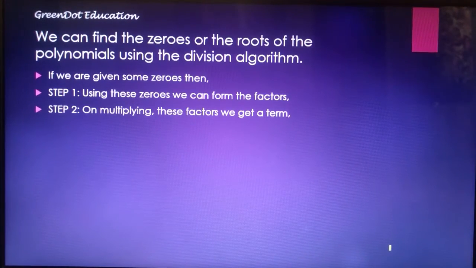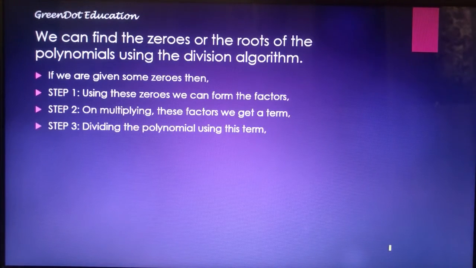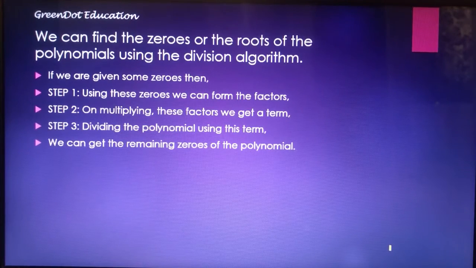Means we have to multiply both factors, and after multiplying we will get a new term, and that term will be the divisor polynomial with which we will divide the given polynomial. In the third step, we divide the polynomial using the term which is obtained by multiplying the factors. And in the last step, we factorize the remaining polynomial to obtain the remaining zeros of the polynomial. So in this way, following these steps, we can find out the zeros of any polynomial of any degree. So let's look at an example to understand this.